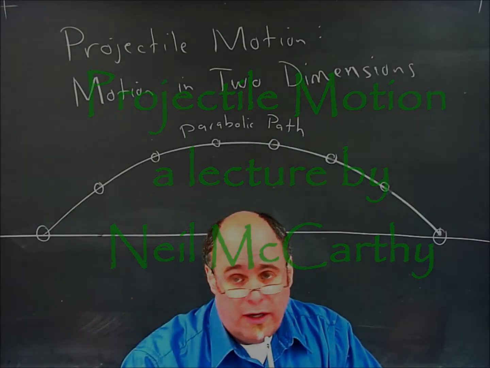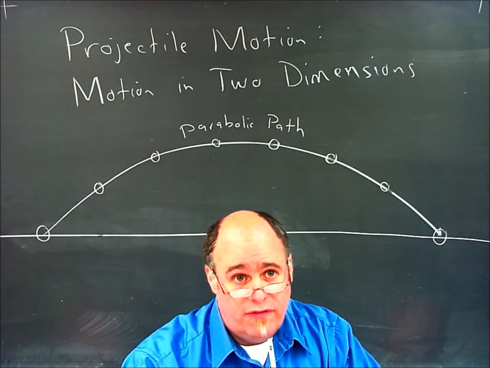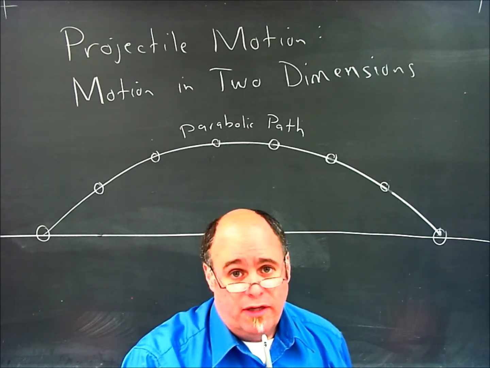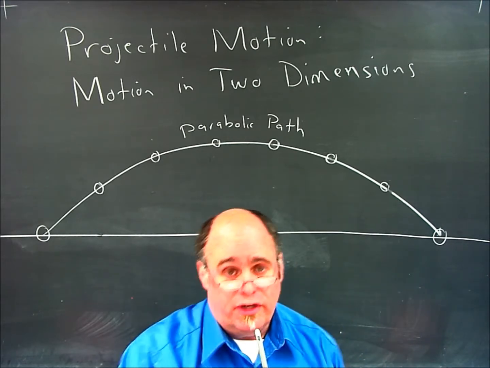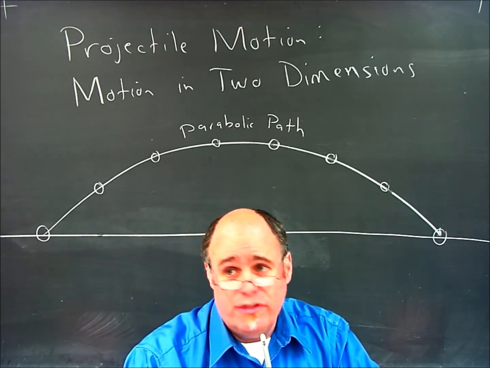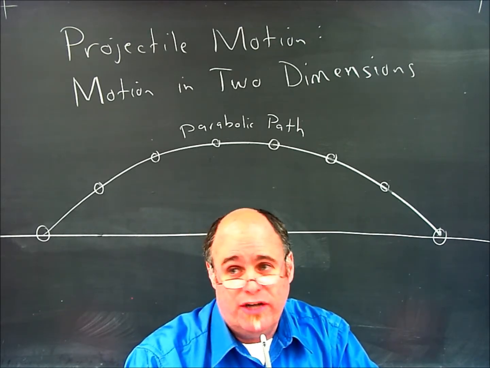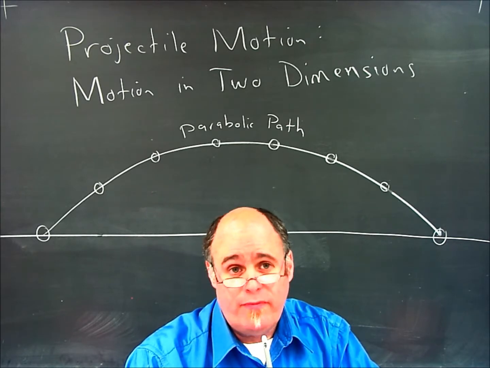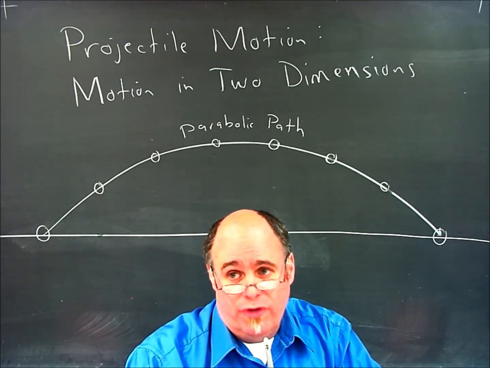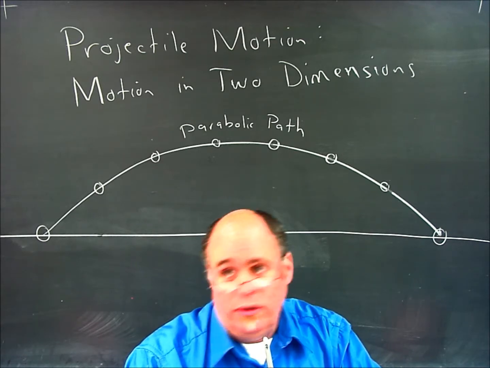Now we are looking at Chapter 3, Section 5, and it's called Projectile Motion. Projectile motion is when an object travels through two-dimensional space, and the only reason it's changing its direction is because it is under the influence of gravity, Earth's gravitational pull.